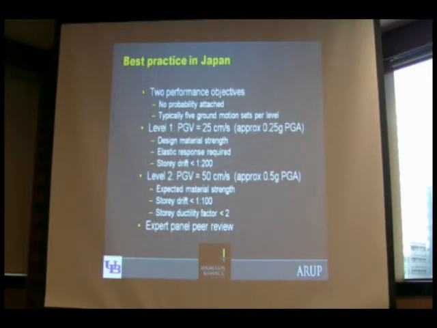So long story short, the Japanese design stiff and strong buildings. If you were to compare a medium rise or a high rise building in Japan with its counterpart in the United States, a Japanese building is going to be a lot stronger and a lot stiffer. And Japanese practice has required expert panel peer review since 1981.